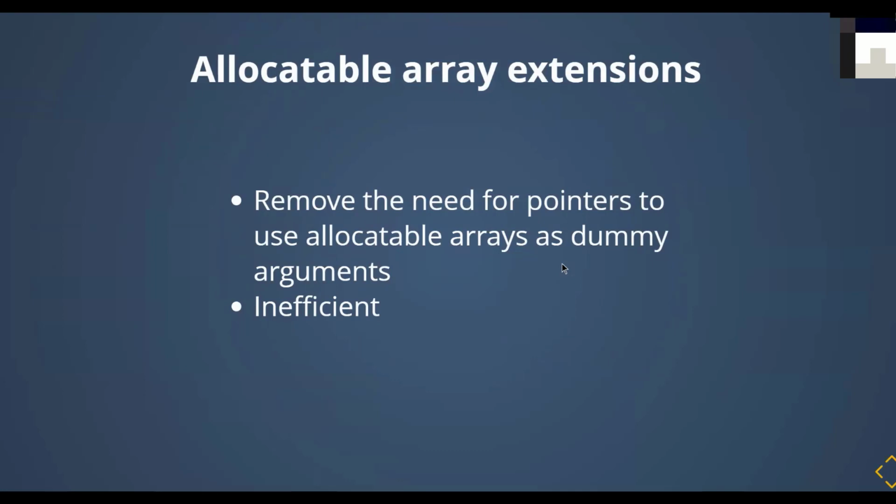Some of the things that have been added in 2008 and later are some allocatable array extensions. It's actually not required anymore to use pointers, as I showed before, to pass an allocated array out from a function. You can actually allocate things and use them as dummy arguments in subroutines. And that was done for efficiency reasons.